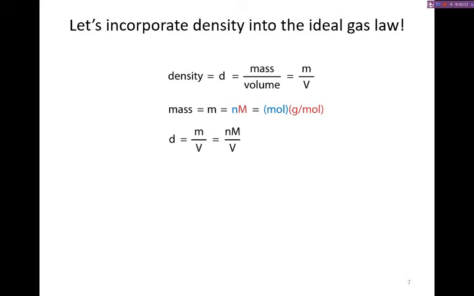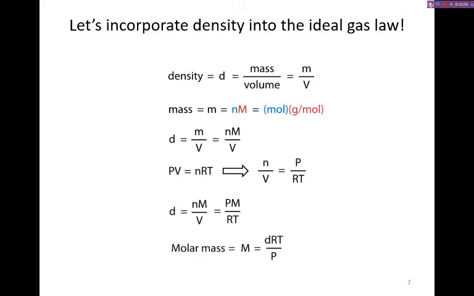and rearranging and solving, we can then substitute that into the ideal gas law because we have common factors of moles and volume. When we rearrange and solve for moles over volume, we get moles over volume equals the pressure over the gas constant and the temperature. We can then substitute in this relationship with density and get that the density is equal to pressure times the molar mass over the gas constant and the temperature.